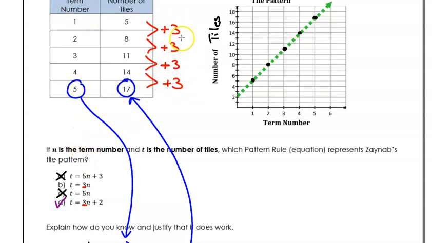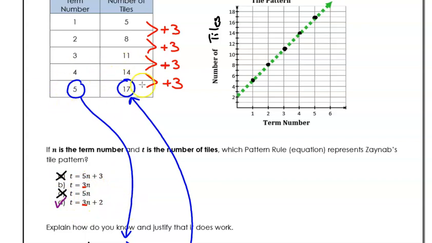So the 3 is what gives away that it's probably going to be either B or D as the correct answer for the pattern rule. A and C are incorrect because they have a 5 there instead. Okay, but notice that B and D have a different number at the back. That's the initial value. So taking a look at my graph, the initial value should be 2. Okay, so this one is incorrect. The last one should be correct.